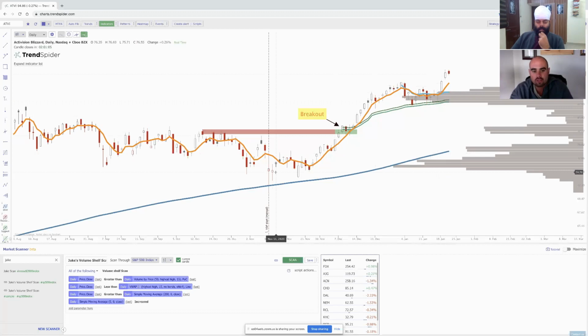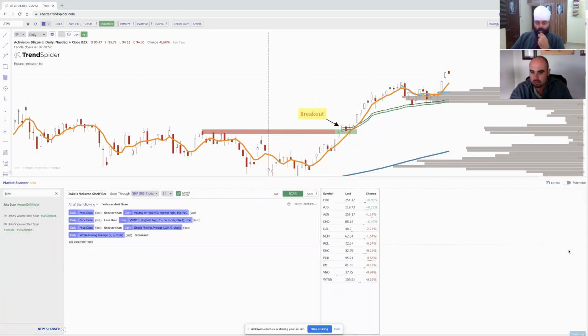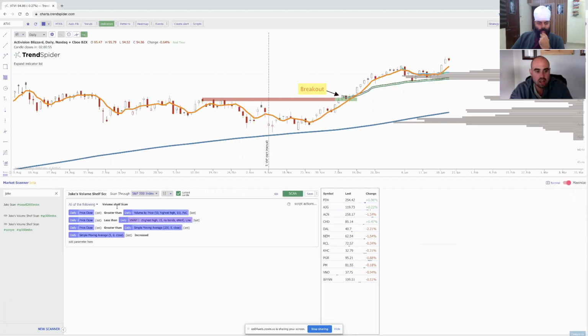Now I do have a scanner in TrendSpider that really focuses on the swing high. And so we can go over that here. So what I've done here is, let me maximize this so you guys can see a little better. I have 4 different variables. So I have 2 variables that are really looking at trend. And you'll see that here.